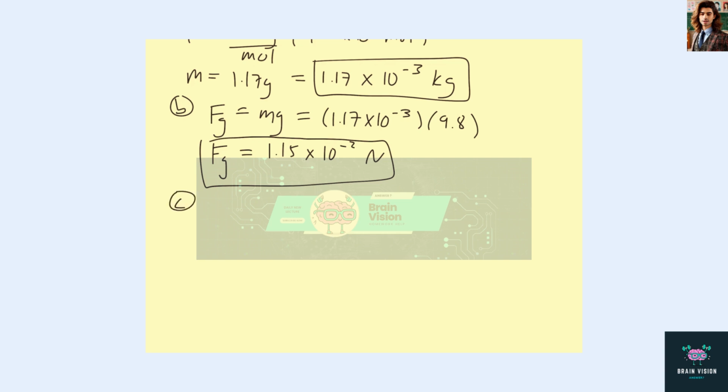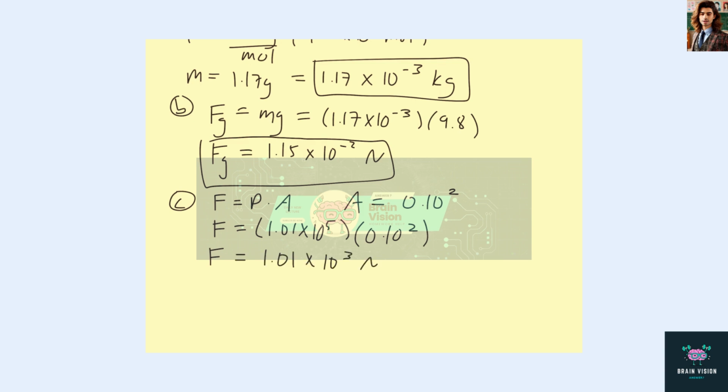Now part C asks us, okay, what about the force that the gas exerts on each face of the cube? Well, this is related to pressure with the equation F is equal to pressure times area. We know that the area of one side of the cube is equal to 0.10 squared. So we can just plug in numbers. Our pressure, remember, is 1.01 times 10 to the 5 pascals. That's just the standard atmospheric pressure. Times our area, 0.10 squared. And our force exerted on each face is going to be equal to 1.01 times 10 to the 3 newtons.